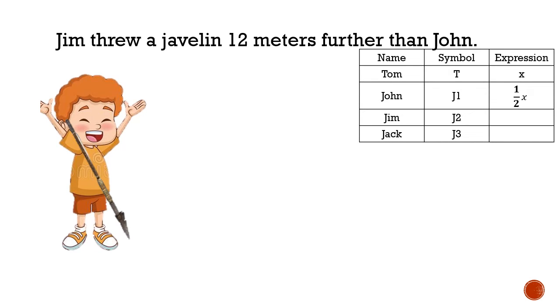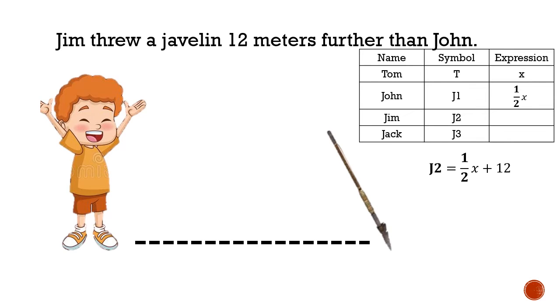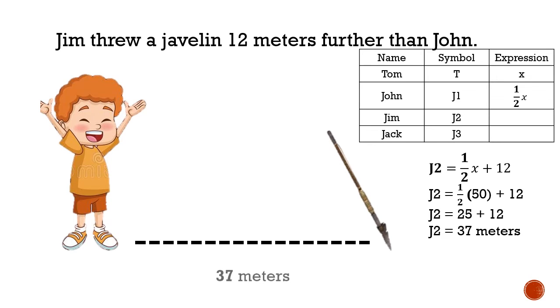Okay, we have the table. We already have the expressions of x and 1/2 of x, and now we'll get the expression and the answer for Jim. So J2, the symbol we use for Jim, is 1/2 x plus 12. So J2 is equal to 25 plus 12, which is equal to 37 meters. So the distance of the javelin which Jim threw, 12 meters further than John, is 37 meters.